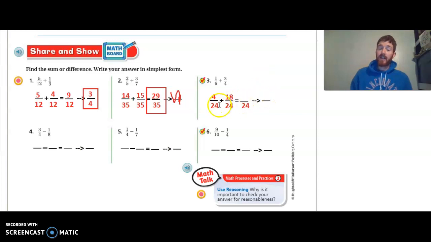Okay. Now again, I've got my common denominators. I can add my numerators. 4 plus 18 is 22. And then we get an answer there. But again, that answer is not in simplest form yet.